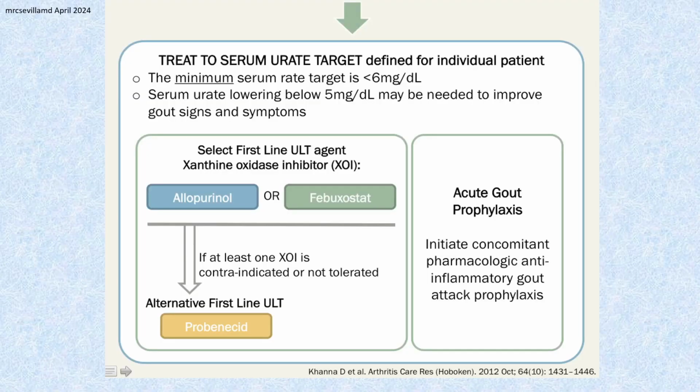What are the therapeutic targets? The minimum target is to reduce uric acid levels to below 6 mg per deciliter, although levels of below 5 mg per deciliter may be needed for the resolution of gouty signs and symptoms.